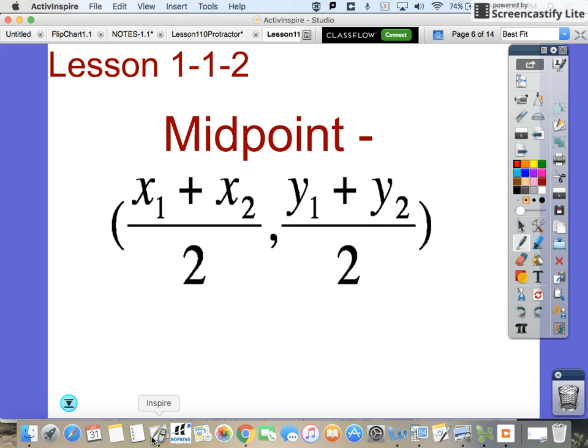This is lesson 112 in the first chapter for geometry. What we're going to learn today is how to find the midpoint of two coordinates. The midpoint is basically like the average of the x coordinate and the y coordinates.